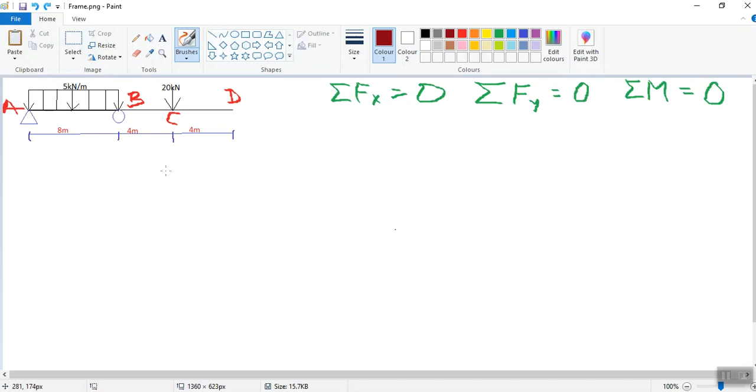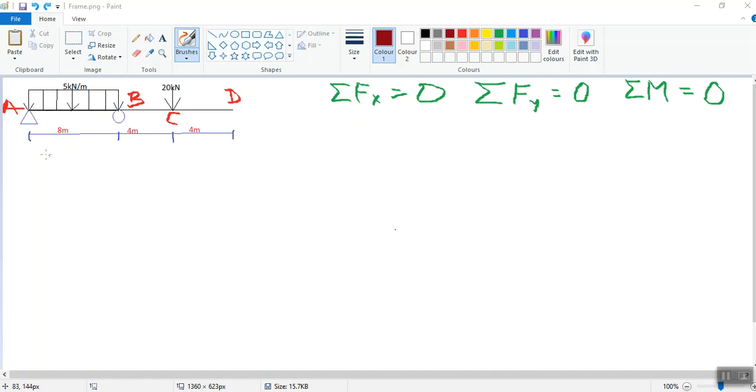Here in this overhang beam, BD portion is overhanging, acting as a cantilever. Support A is hinged and support B is roller. 5 kN per meter uniformly distributed load is acting in the span AB and 20 kN load is acting at the mid of span BD. The total length of the beam is 16 meter, and using equilibrium equations summation fx equals 0, summation fy equals 0, summation moment equals 0, we find reactions and moment at supports.